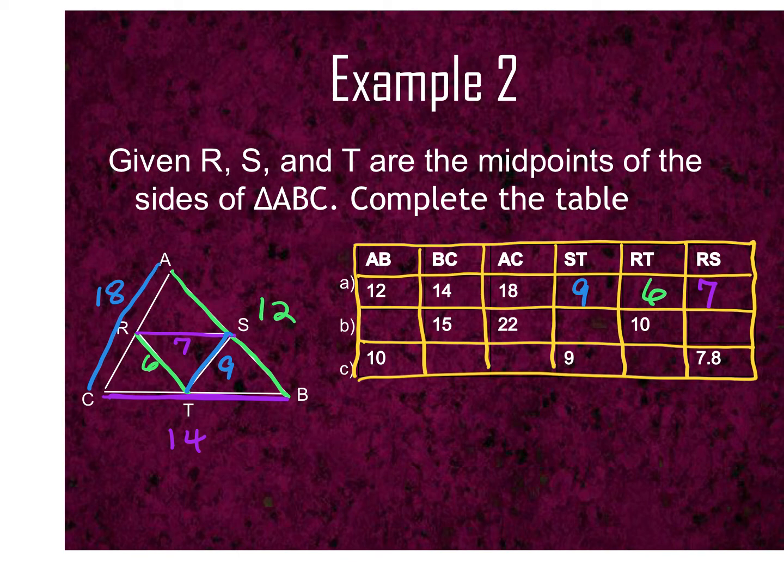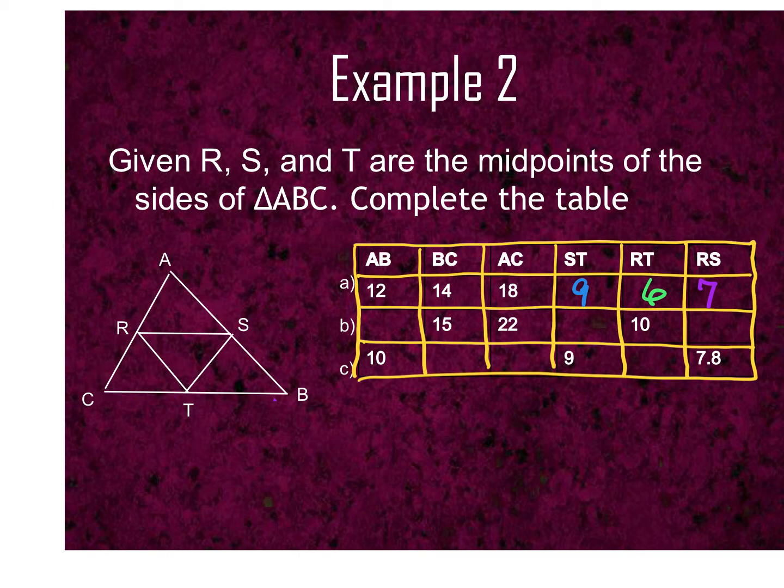Now, I'm using the same picture, but now the lengths of the sides and the mid-segment are going to be different, so I'm going to erase what's on the triangle. All right, so let me erase. So now I'm going to work across row B.